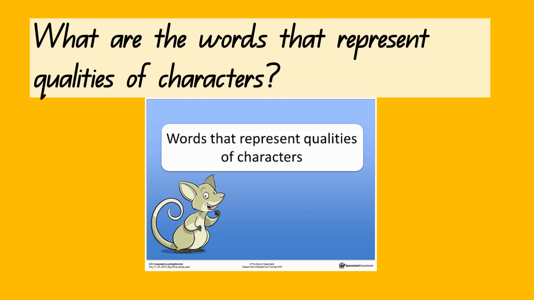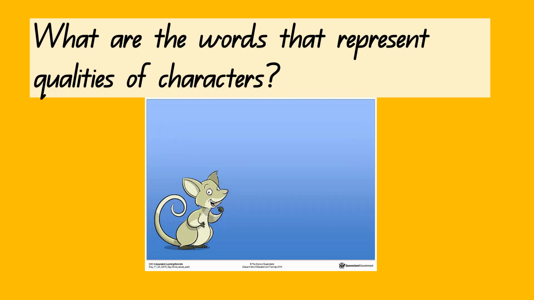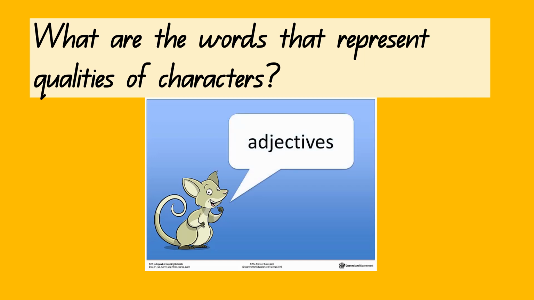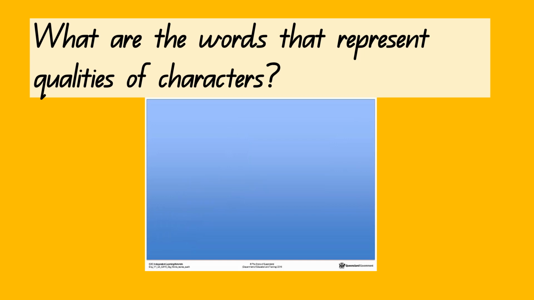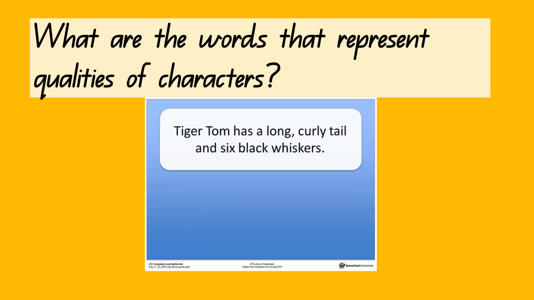Hello, in this video you are going to learn about words that represent qualities of characters. Words that represent qualities are called adjectives. Authors use adjectives to describe characters in stories. Listen carefully to this sentence. Tiger Tom has a long curly tail and 6 black whiskers. This sentence tells us what Tiger Tom looks like. If we draw a picture of Tiger Tom, the adjectives in this sentence tell us exactly what to draw.